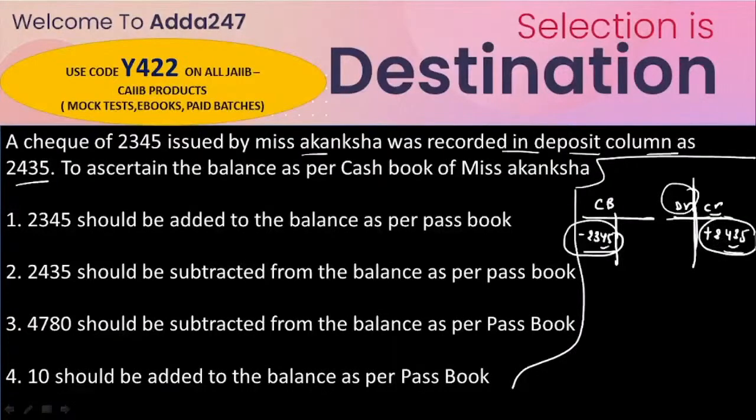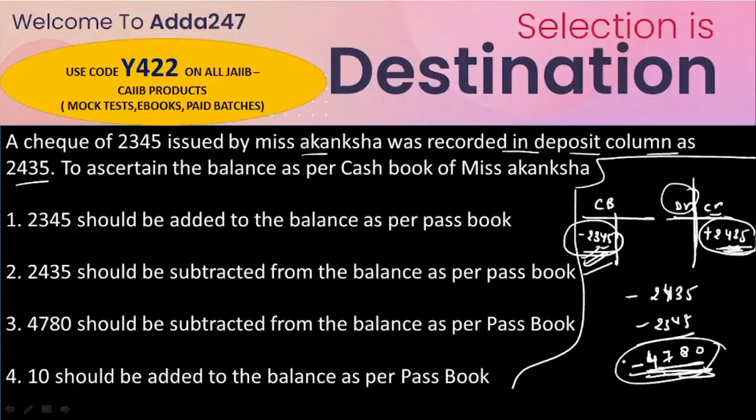Okay, so for getting this amount, because 2,345 is deposited here, first we have to subtract this amount, that is 2,435 rupees, and after that we have to subtract this amount also, that is 2,345 rupees. Okay, so now just solve this, and 5 and 5 is 10, and this would be 8, this would be 7, this would be the 4,780 rupees. So that would be the answer.